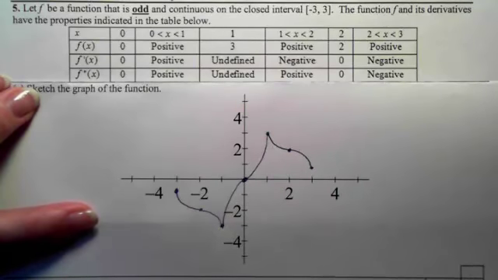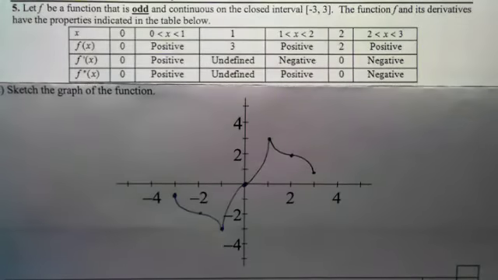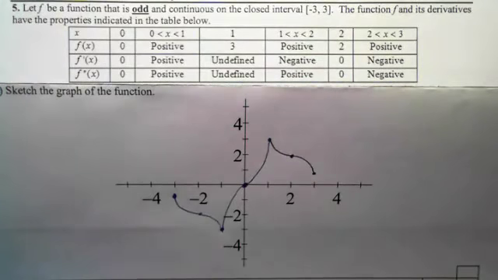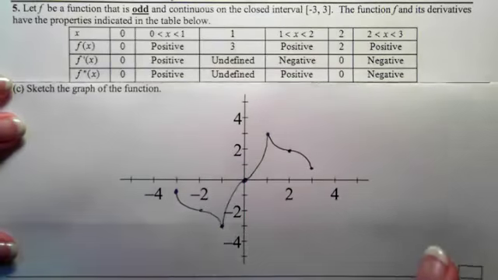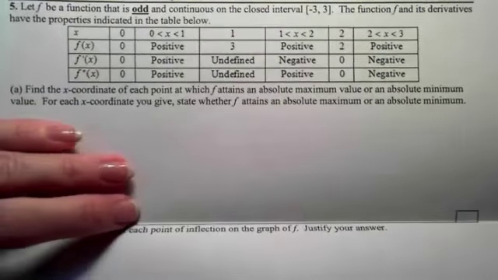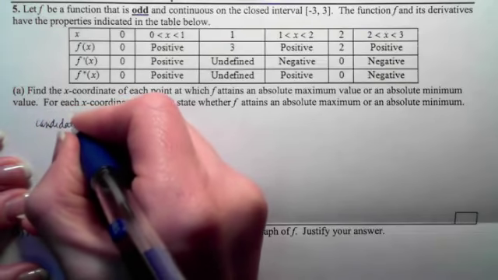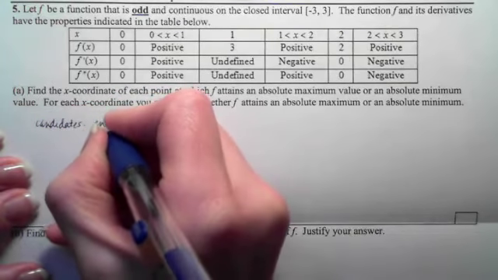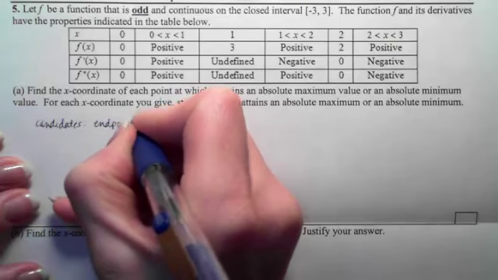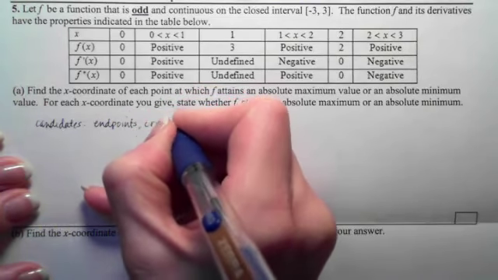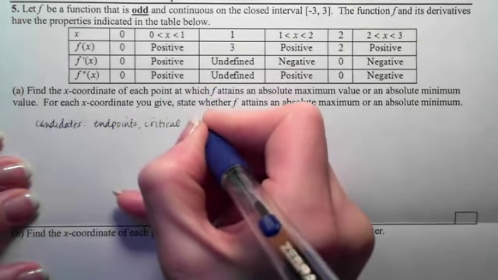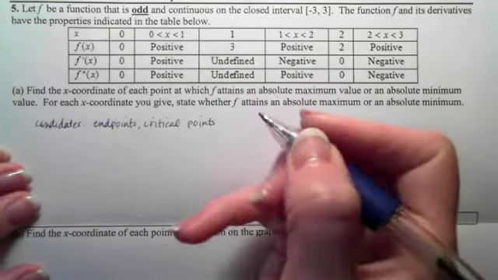Because if you look at the rubric, I'm going to grade you on listing the candidates. So we know that candidates are always going to be endpoints and critical points. So we're going to write down candidates are endpoints and critical points. And then we're going to list them.